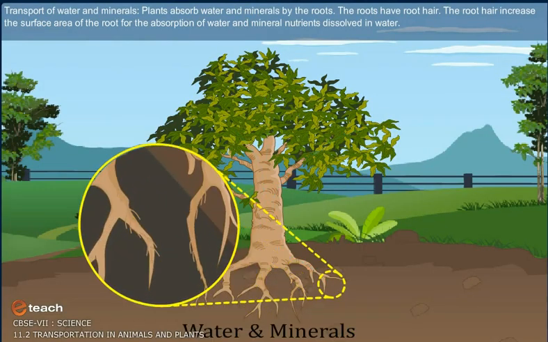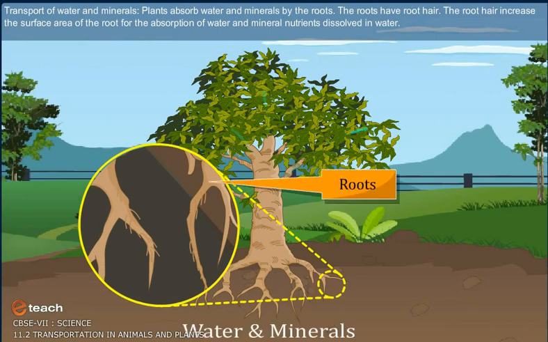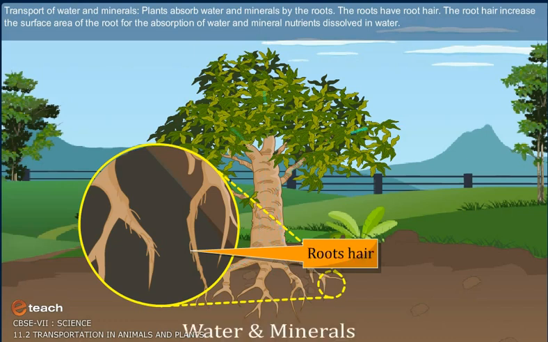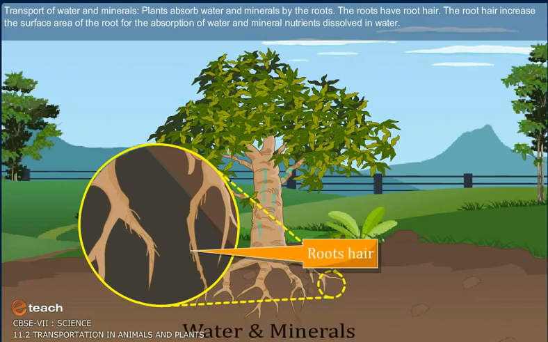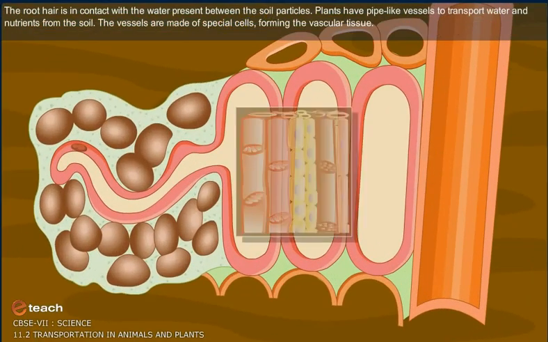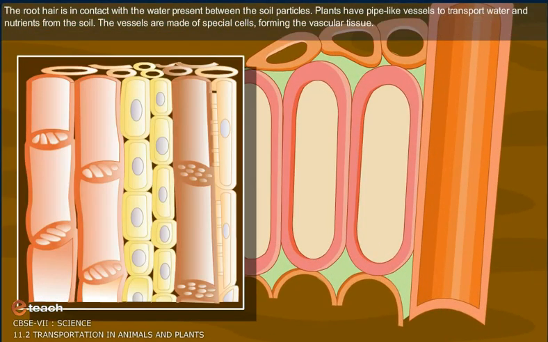Transport of water and minerals. Plants absorb water and minerals by the roots. The roots have root hair. The root hair increases the surface area of the root for the absorption of water and mineral nutrients dissolved in water. The root hair is in contact with the water present between the soil particles.